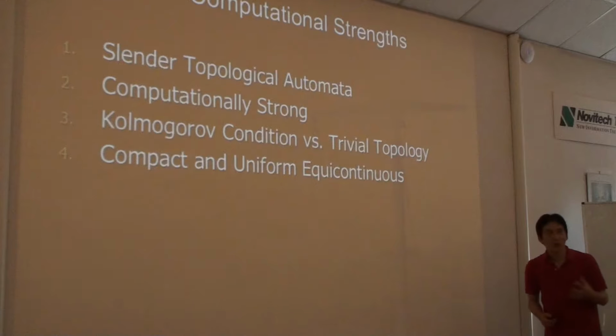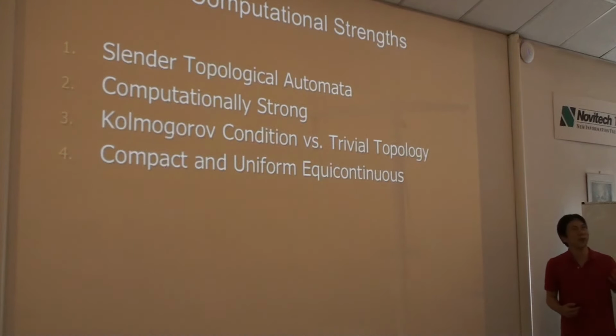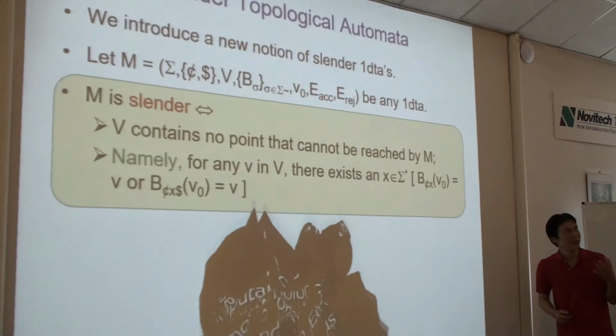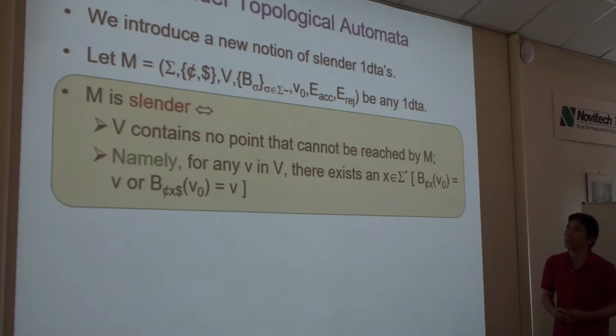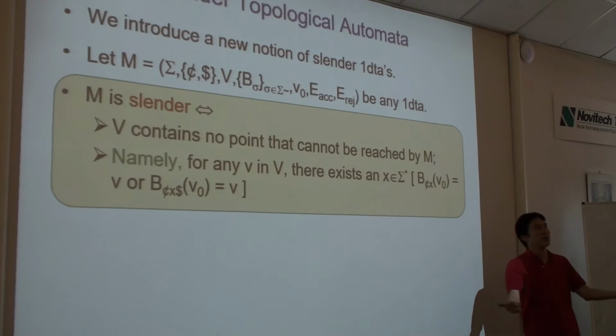Okay, now we have to compare the strength of the topology in terms of one DTA. So that's the main purpose of this research. So first of all, we have to discuss the topologies and the machines, right? The machine is based on the configuration space, but if you look at all the configurations, right?